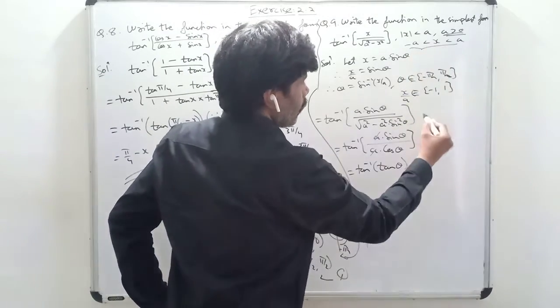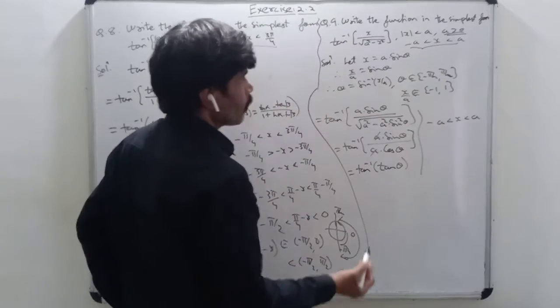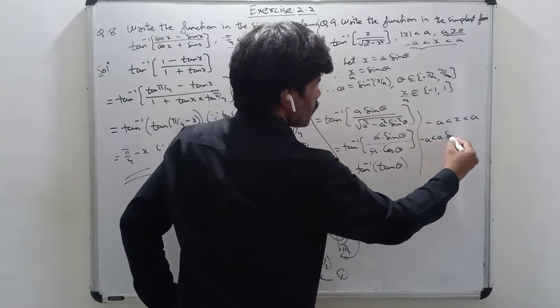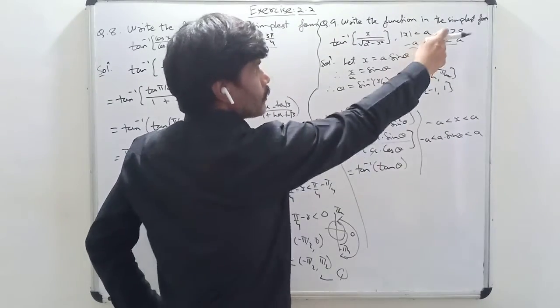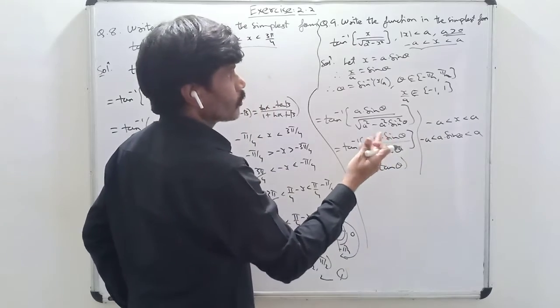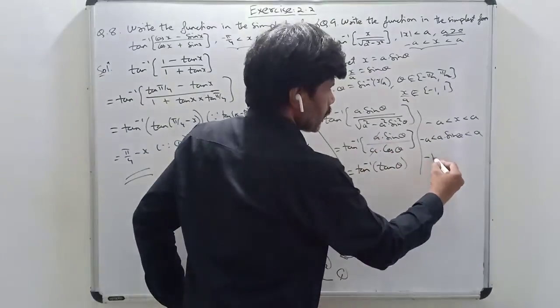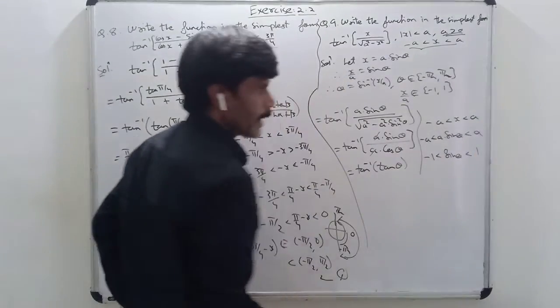What is the condition? Minus a is less than x is less than a. Now what is x? We have assumed a sin theta. So minus a is less than a sin theta is less than a. Now dividing throughout by a, and we have assumed a is positive. If it is not given in the question, it is understood that a should be positive. So when we divide by a, this will be minus 1 is less than sin theta is less than a by a, again 1.